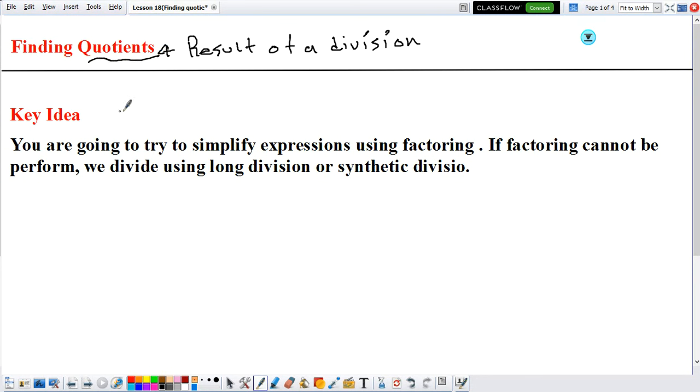Now the key idea here is that if you try to find the quotient, first we're going to see if you can simplify the expression using factoring. And if you cannot factor them out, then we're going to use long division or synthetic division. So that's the overall idea. You want the result of a division, so you better divide.